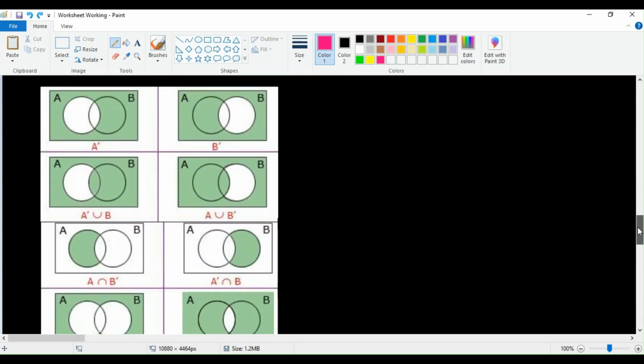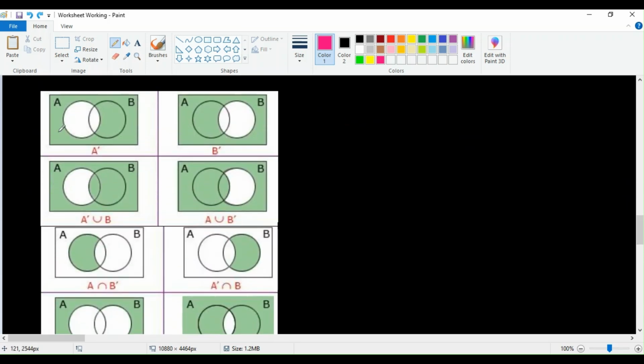Now this is further simplification. Here you shade everything but you don't shade A. This means not in A. When it comes to B complement, you do not shade B and you shade everything. You get full marks. When it comes to A complement union B, here you don't shade the A part, but you shade the whole rest of the thing. Now, when it comes to A union B complement, you don't shade that and you shade the rest of the box.